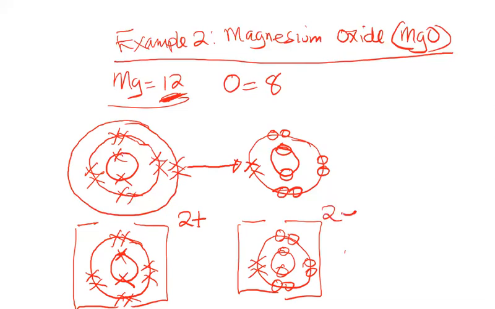Because it gained what? It gained 2 electrons. Are we together? Yes, sir. Good. So that's how we do ionic bonding. Let me give you the characteristics of ionic bonding, then I'll give you the assignment, okay?